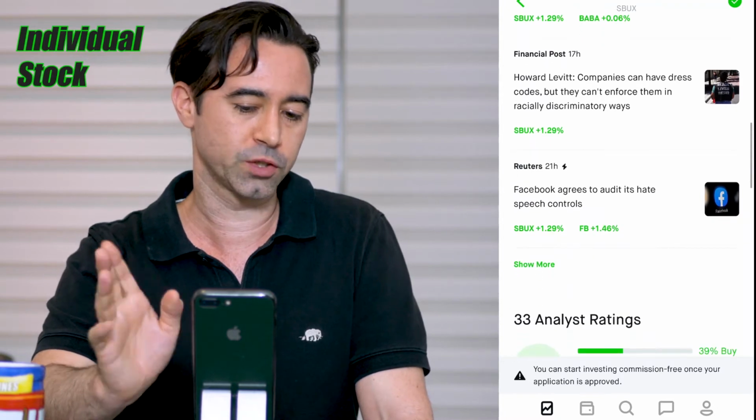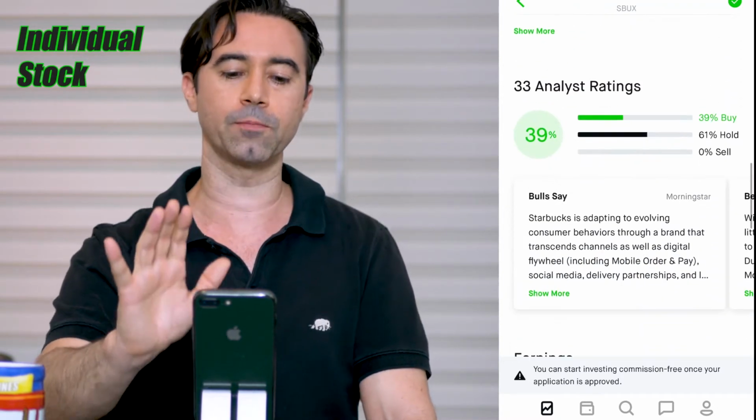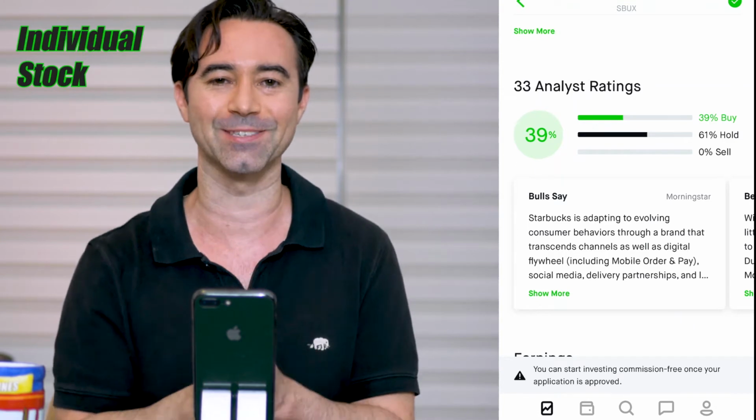Next up, Financial Post, Reuters, all these different things. Now, this is a very important thing I want to mention now. This is the analyst's rating of the stock.